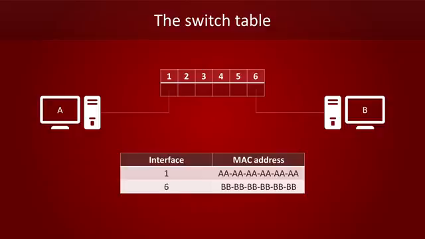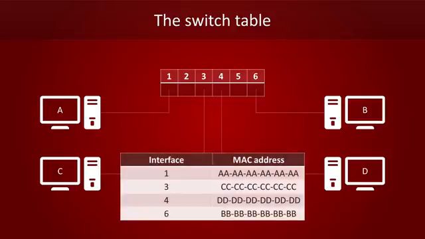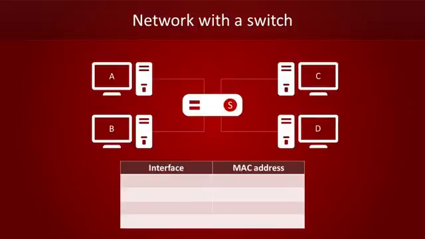Now, for this example, I will add 2 more computers. Computer C is hooked up to port 3 and computer D is hooked up to port 4. We have our network now. Let's see how it works in practice. We always start with an empty switch table because the switch has to learn where everything is. And in this example, we will send a packet from computer A to computer C.